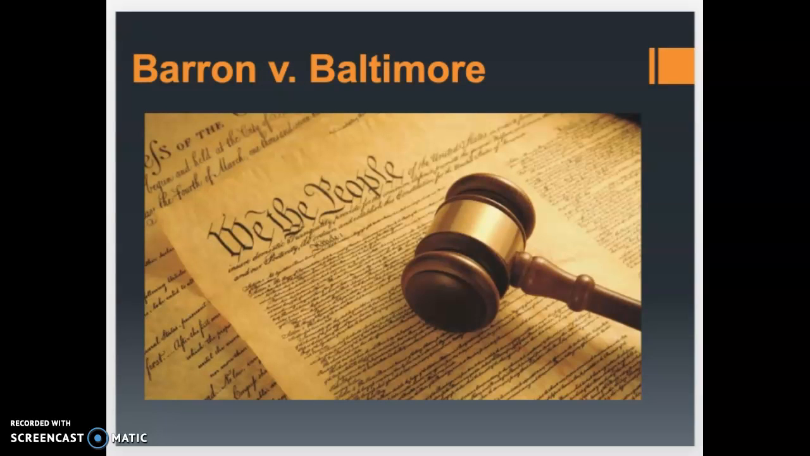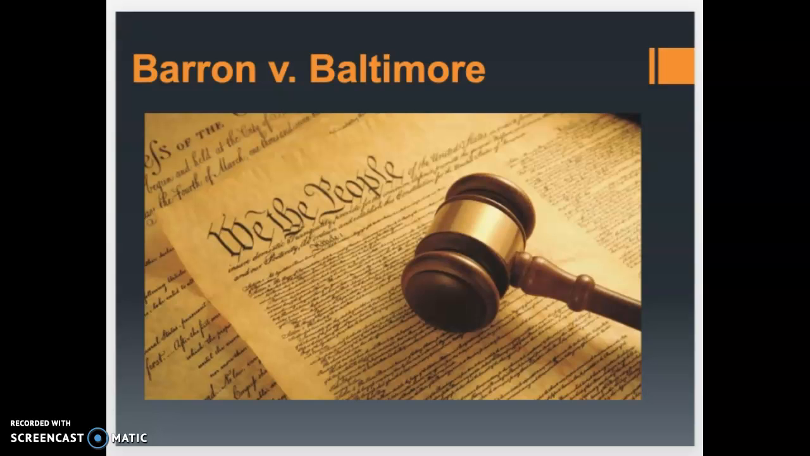Questions quickly arose over whether or not the Bill of Rights restricted all governments in the U.S. federal system or just the federal national government. As in, did local and state governments need to follow the Bill of Rights as well? In Barron versus Baltimore, it was determined by the U.S. Supreme Court that the Bill of Rights only restricted the federal government.